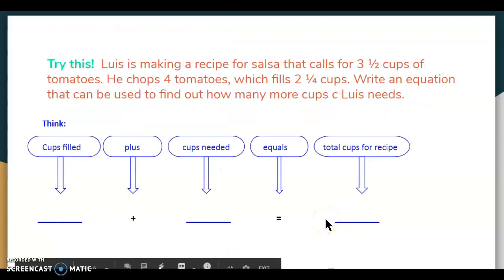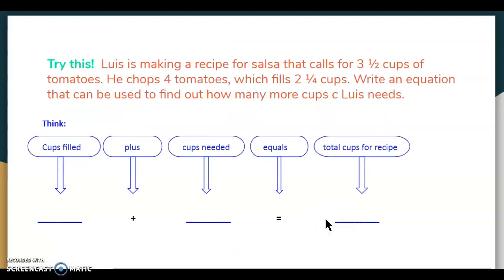So now the next problem, I changed the name. So it says, Luis is making a recipe for salsa that calls for 3½ cups of tomatoes. He chops 4 tomatoes, which fills 2¼ cups. Write an equation that can be used to find out how many more cups, or C, Luis will need.